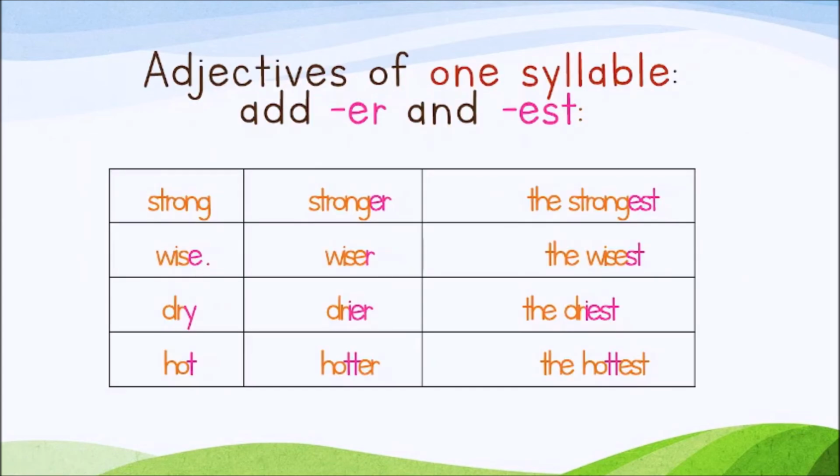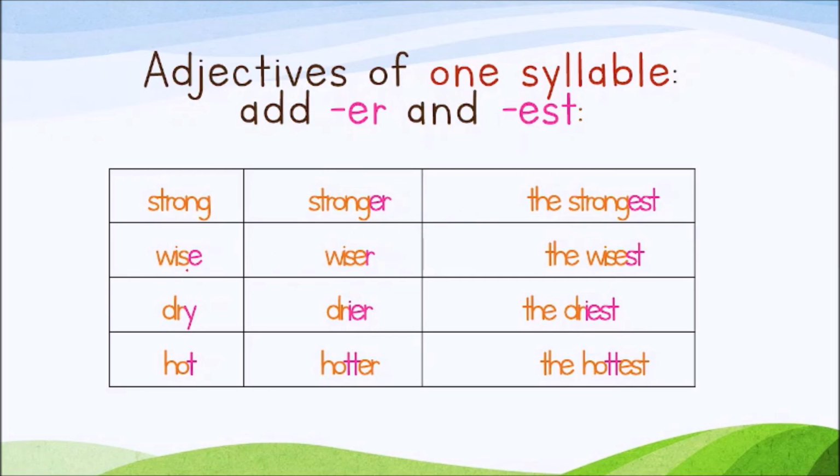Adjectives of 1 syllable, add ER and EST. So we have strong, wise, dry, and hot. As you can see, for strong, because it ends with letter G or a consonant, all we have to do is to add ER, stronger. And for superlative degree, we have to add EST, which is the strongest.